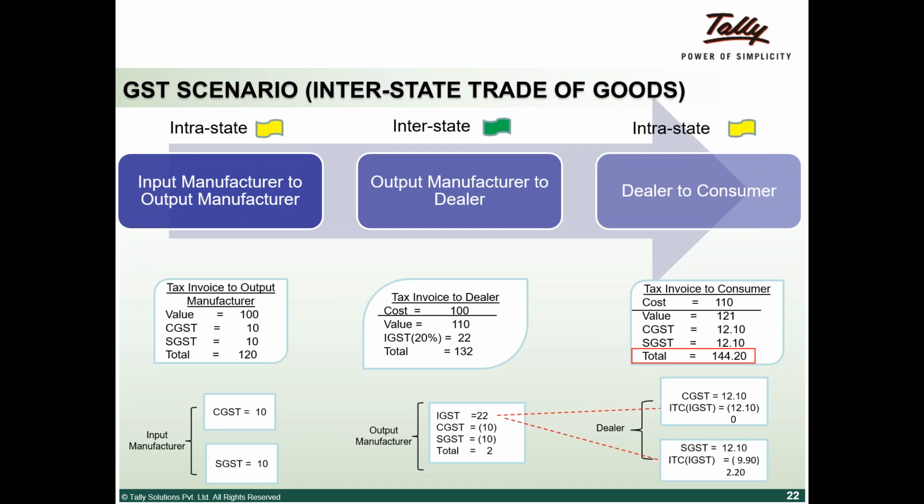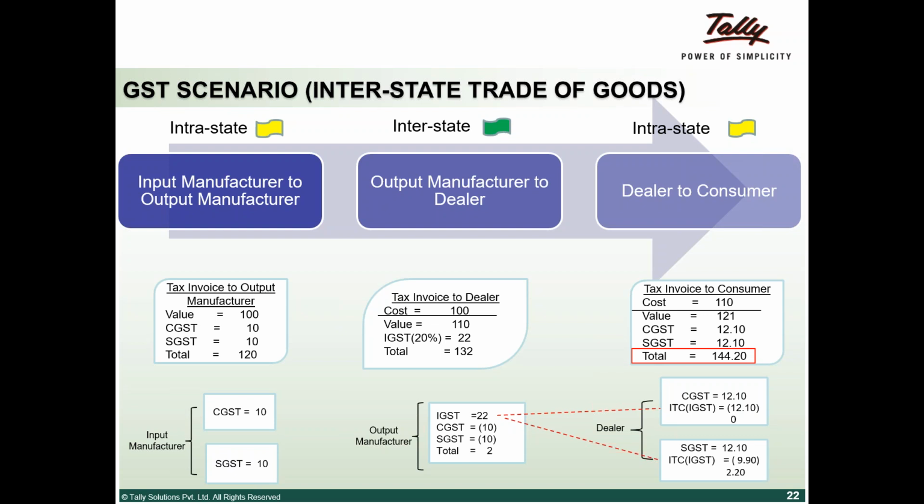Next leg of the transaction, output manufacturer to dealer, the tax invoices. Now when you go from Karnataka to Tamil Nadu, as I told you, IGST is applicable, because it is considered an interstate transaction. As I told you earlier, IGST is nothing but the combination of CGST and SGST. So I have taken 20%, that is 10 plus 10, 20%.